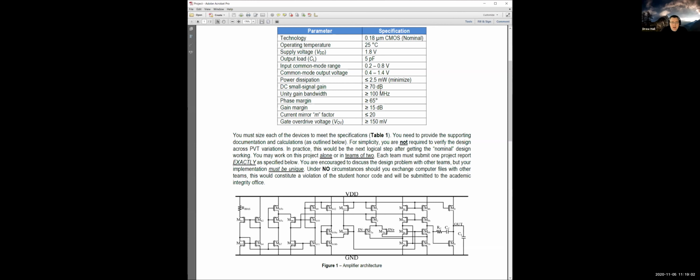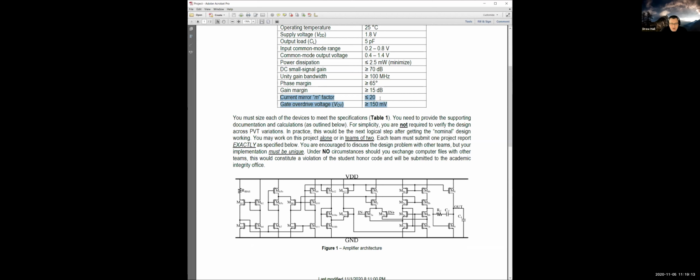Then we have a spec on the small signal gain, the DC gain, as well as the bandwidth, a phase margin spec, gain margin spec, and then a couple of other things that we're imposing just based on where we design. That's when we have current mirror M factors. And so that's to say that the ratio of currents from something like, well, here's a good one, this guy to this guy can't be more than 1 to 20 or 20 to 1 alternatively, okay?